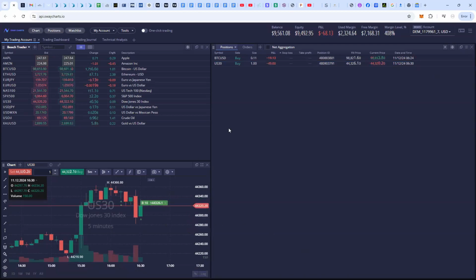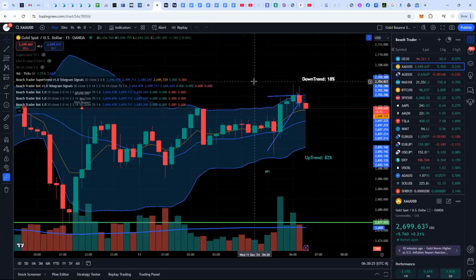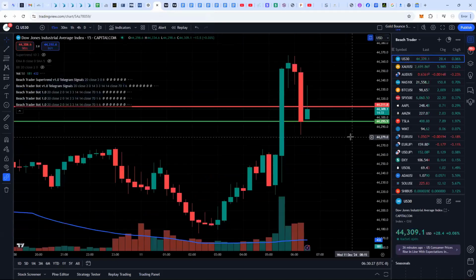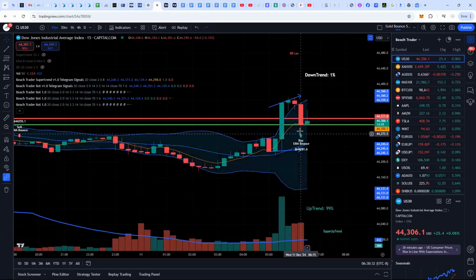And now it looks like it's going back up. Here it is right here. Let's look at it from TradingView perspective. And this is the US 30 right here. The bot told us to buy right here on 15 minutes.